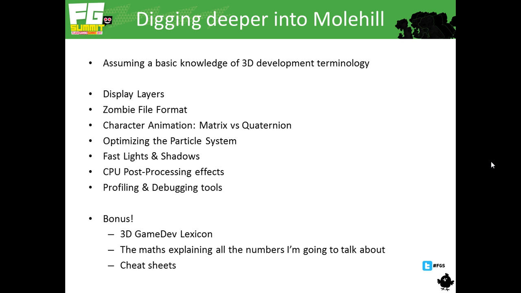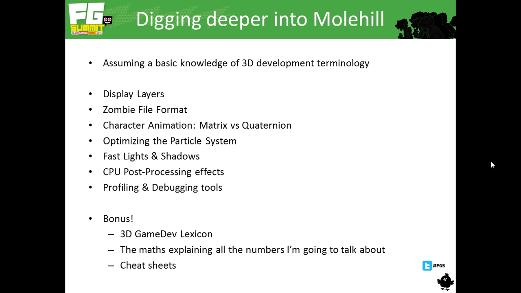Okay, so I'm going to talk about a lot of things, starting with the display layers, and then all the file format optimization that we did to create a big 3D game, and character animation, which is very important in Zombie Tycoon. Particle system: how did we manage it? How did we make a system that could have a thousand particles? And then lights and shadow. Those are very important in Zombie Tycoon because it is a very dark game. The scene is very dark, and we needed to amplify all the effects. So light and shadow is very important in Zombie Tycoon.